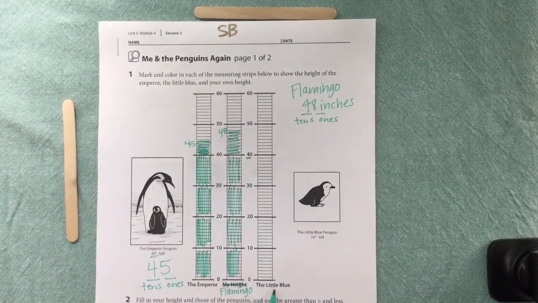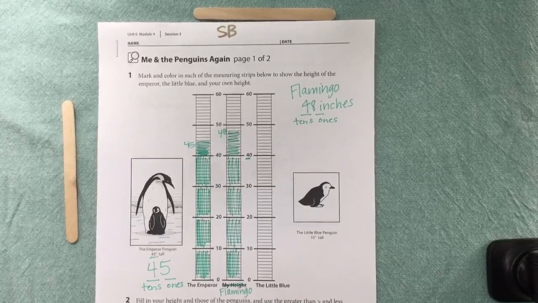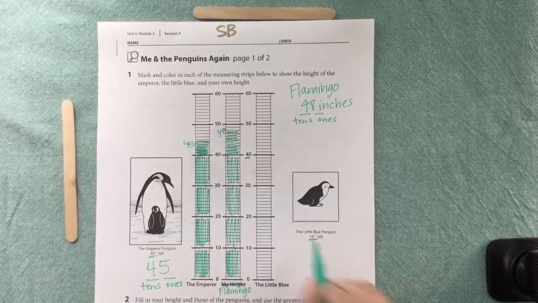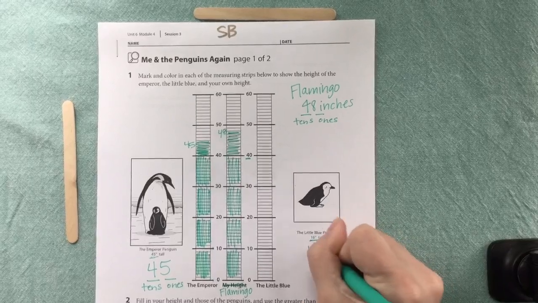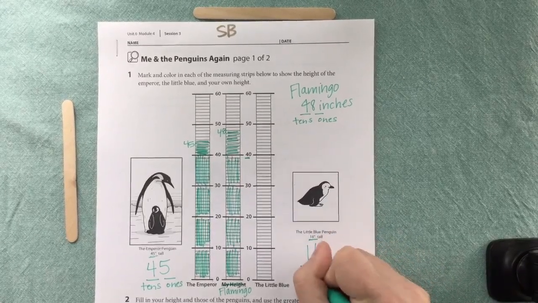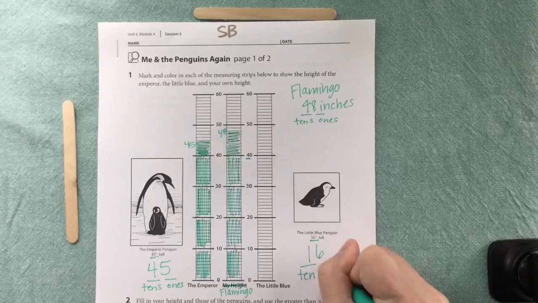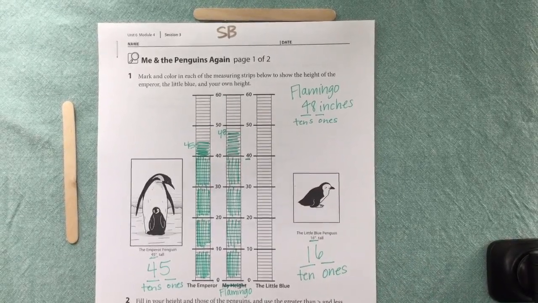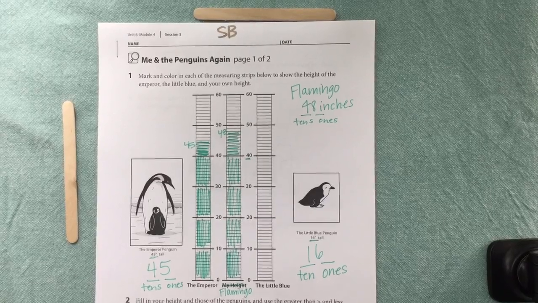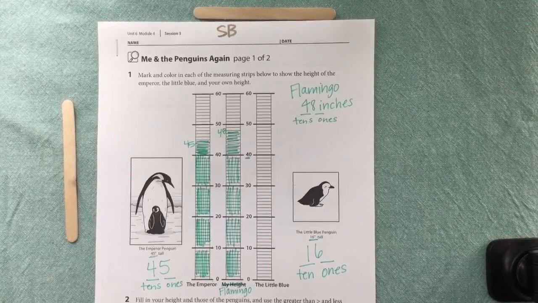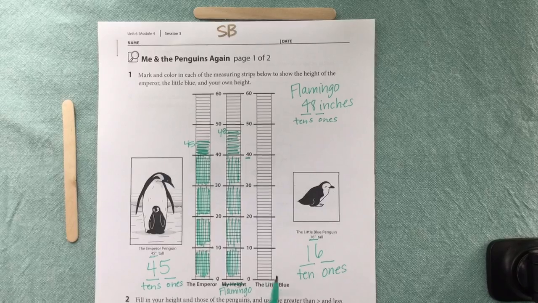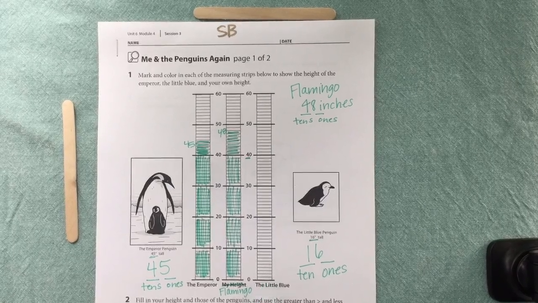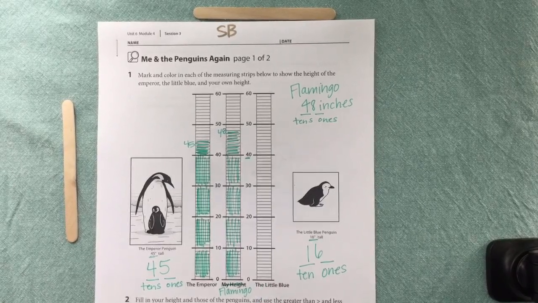All right, and then in our last column, we have the little blue penguin. The little blue penguin is 16 inches tall. So if we look at the number 16, we know right away we have 1 10 and 6 1s. So I want you to go ahead and fill out the measuring strip for the little blue penguin. Go ahead and pause the video so that you have some time to fill this out, and then we're going to move on to number 2 together.